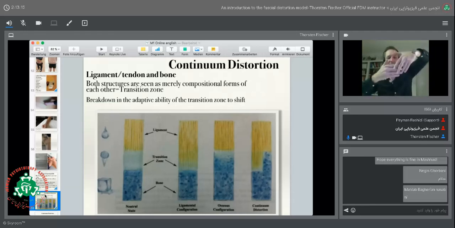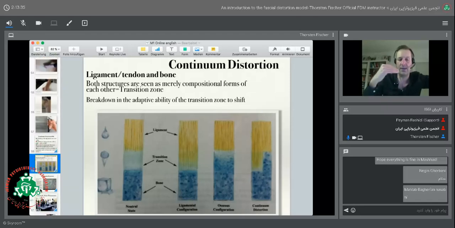And if you have a quick force to one side, then it can be pulled out, and then we have a problem which we feel here directly on the bone. It feels mostly like the tip of a pen, you know what I feel in patients, and we call it a continuum distortion because it blocks the ability of the transition zone to differ between the states.